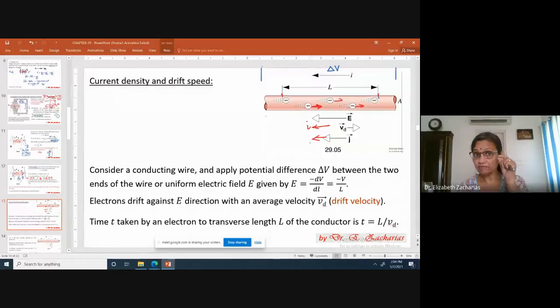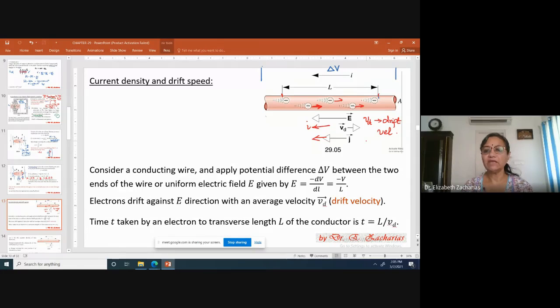If they are moving, they have to have some velocity. The average velocity with which the electrons will flow in a direction opposite to the current is called Vd, or the drift velocity. The electrons will be drifting in a direction opposite to the current, and this average velocity with which they are drifting is called the drift velocity. So let Vd be the drift velocity.